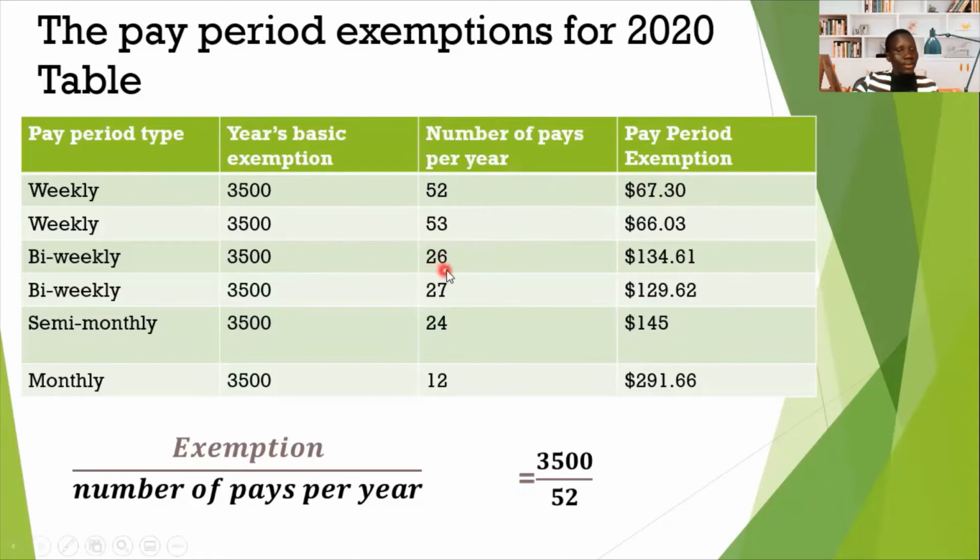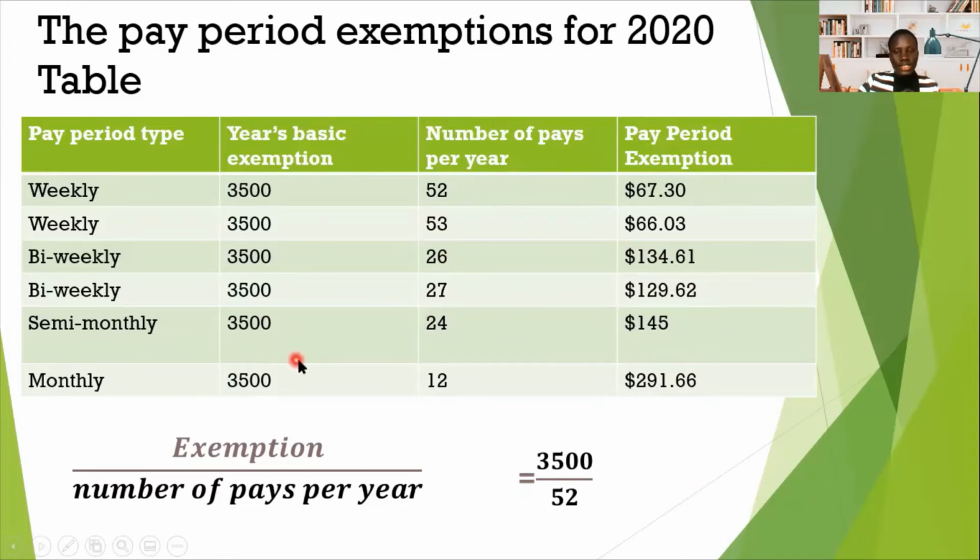Again, if you're a bi-weekly person and you're being paid 26 times a year, you take 3,500 divided by 26 pays, and you get 134.61. If you're being paid bi-weekly and it's the year where you have 27 pays, then you have to subtract 129.62 from your gross pensionable income.